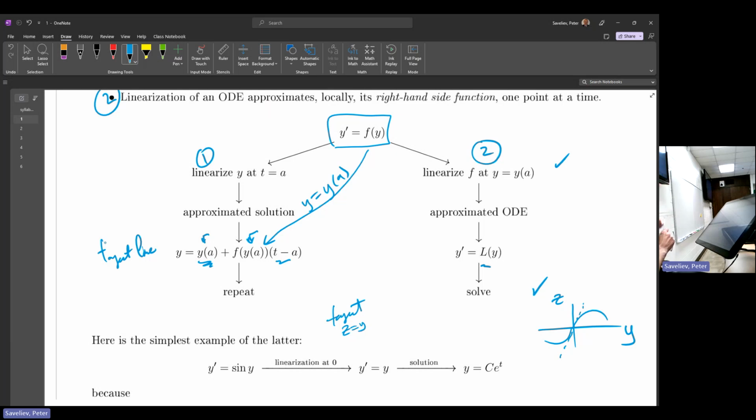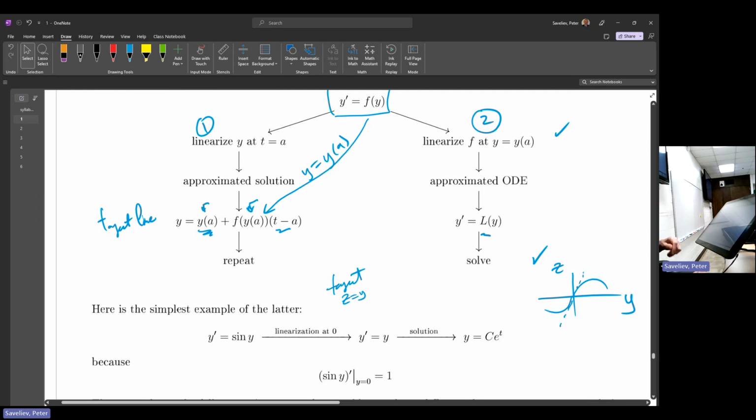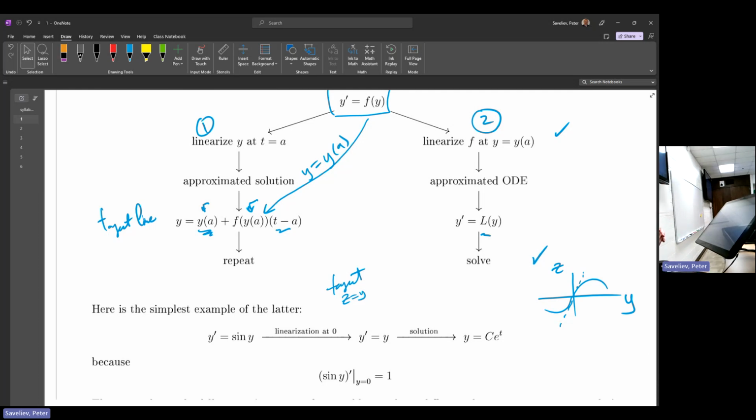Okay, so the answer is right there: a bunch of exponential functions. What remains here is to practice. Sine y prime at y equals 0 is equal to 1. We have to practice linearization. The latter part is not complicated.